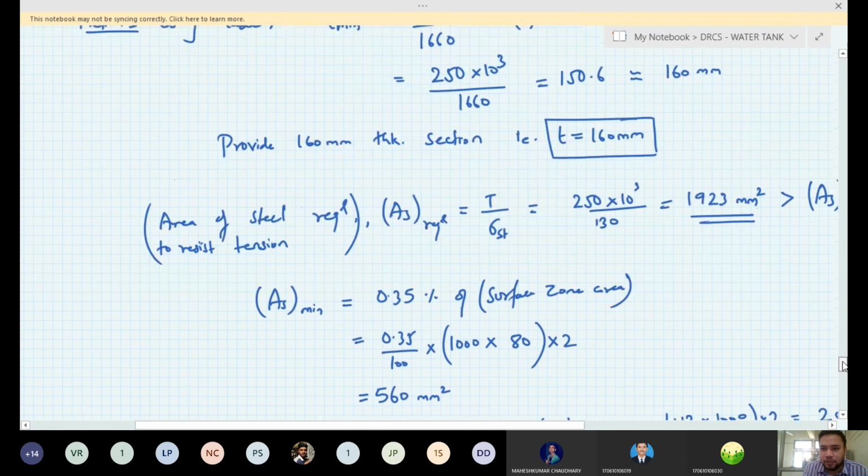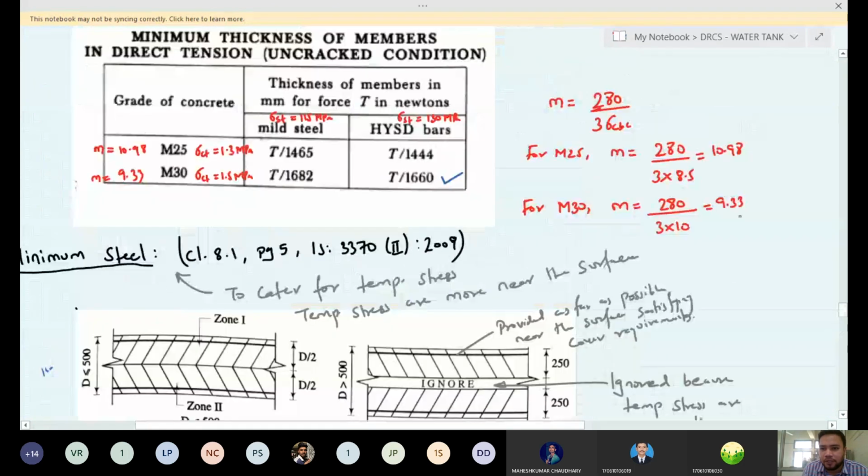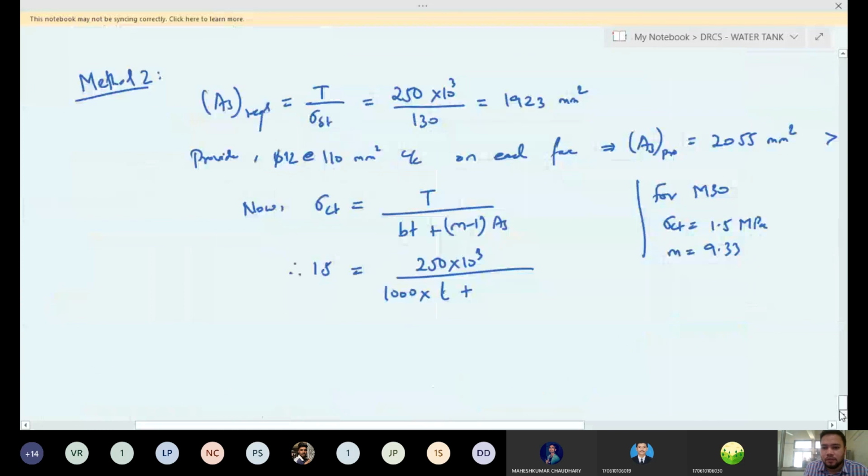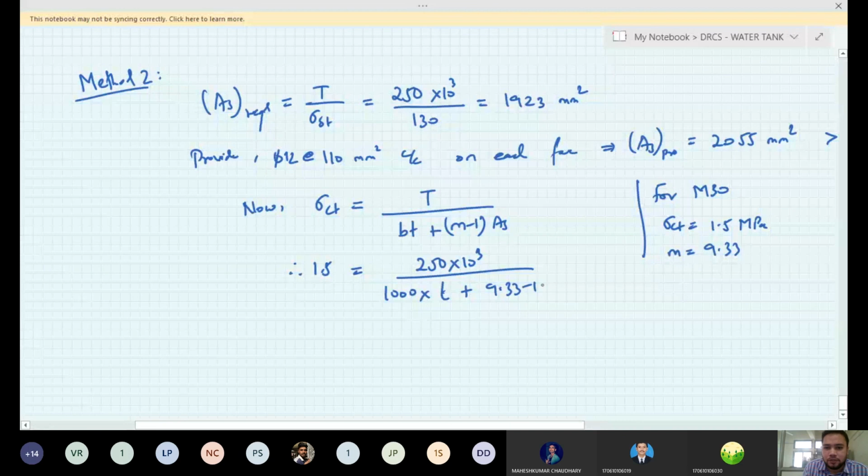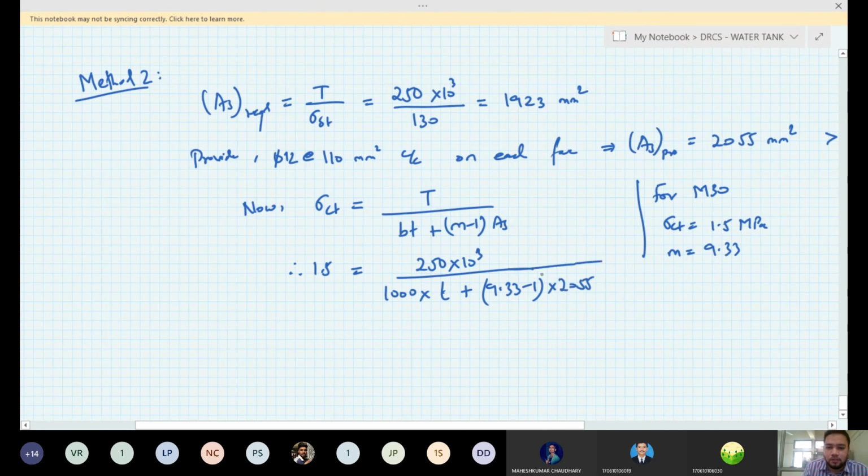See here we have calculated for M30. For M30 grade modular ratio is 9.33, so it is 9.33 minus 1 into AS, whatever the AS you have provided, that is 2055. From this you will get the thickness. If you transform this in terms of T, you will get the thickness as 149.5 mm. So again let us say 160 mm. By this way you can also find the thickness, or you can use the direct formula.